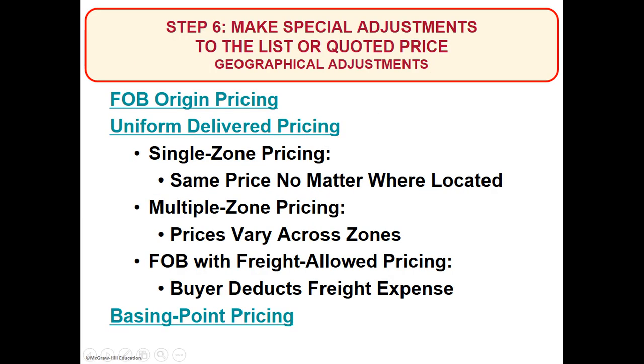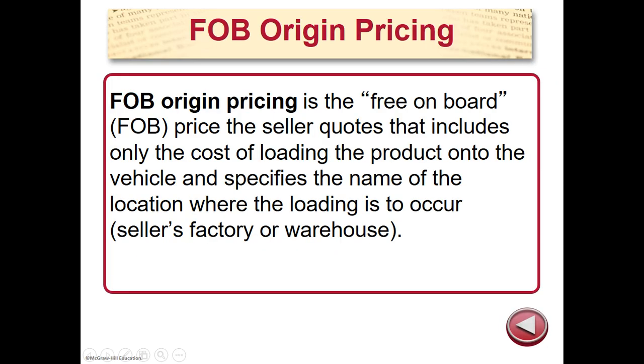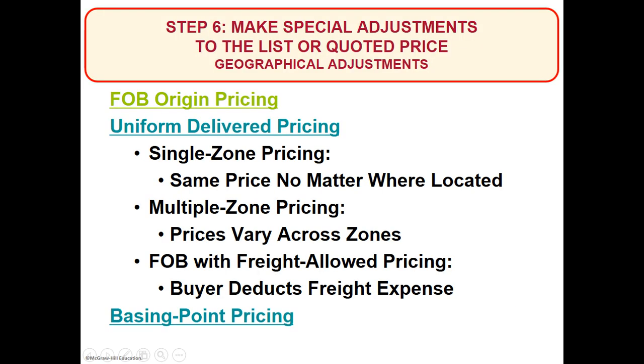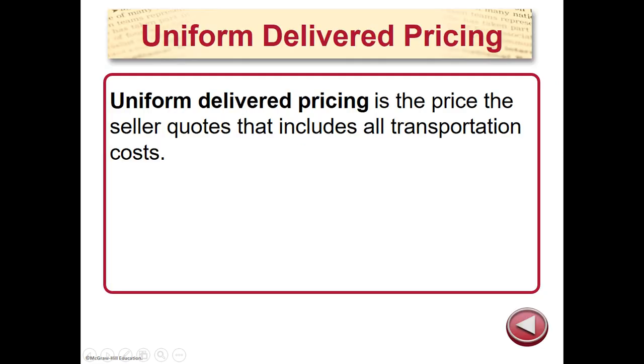There's the FOB origin pricing. FOB is free on board. It's a price the seller quotes that includes only the cost of loading the product onto the vehicle and specifies the name of the location where the loading is to occur. Normally it's the seller's factory or warehouse. So basically the buyers pay for the freight and the insurance. There's uniform delivery pricing, the price the seller quotes that includes all transportation costs.